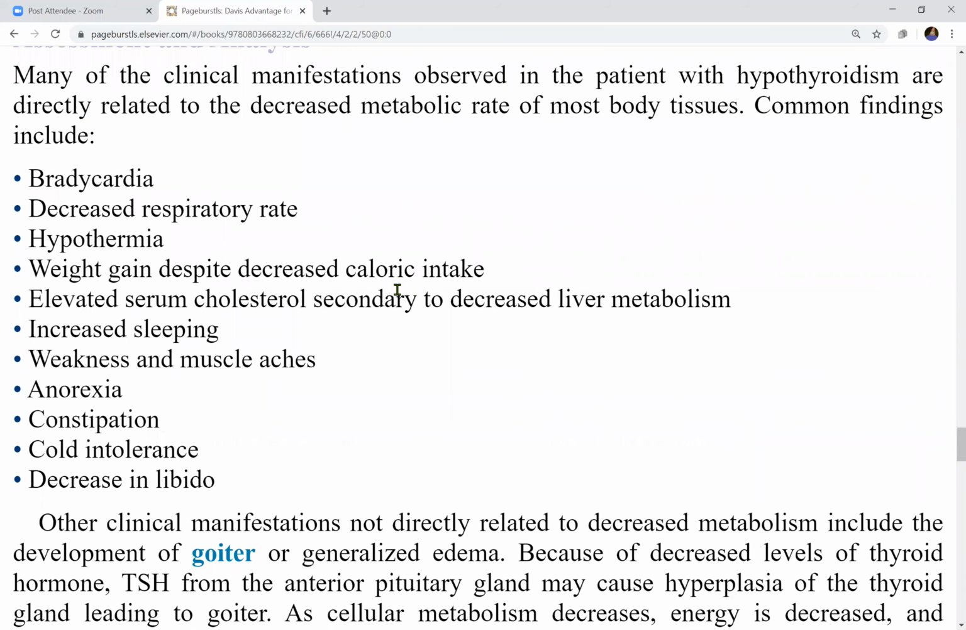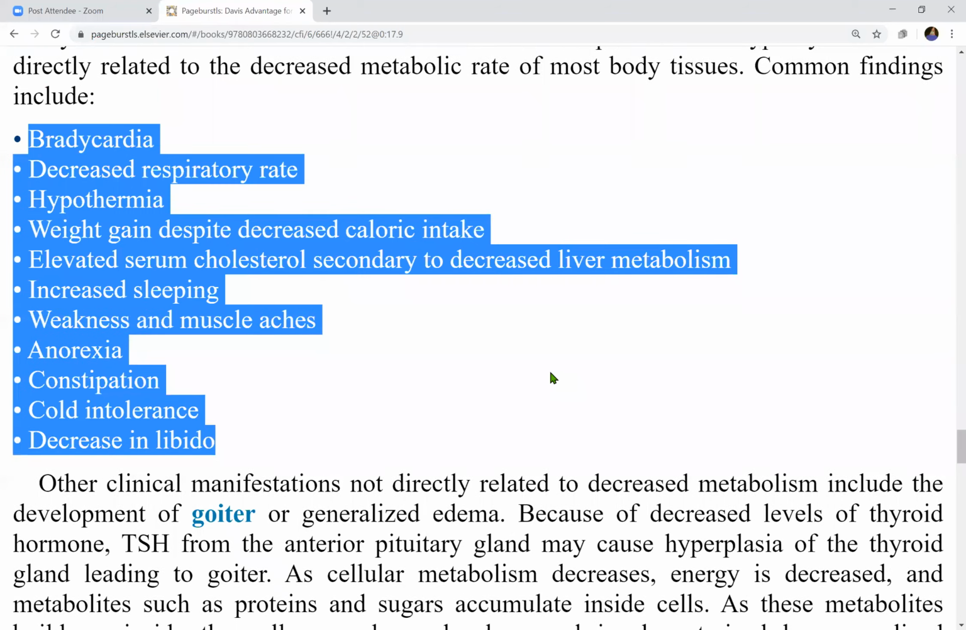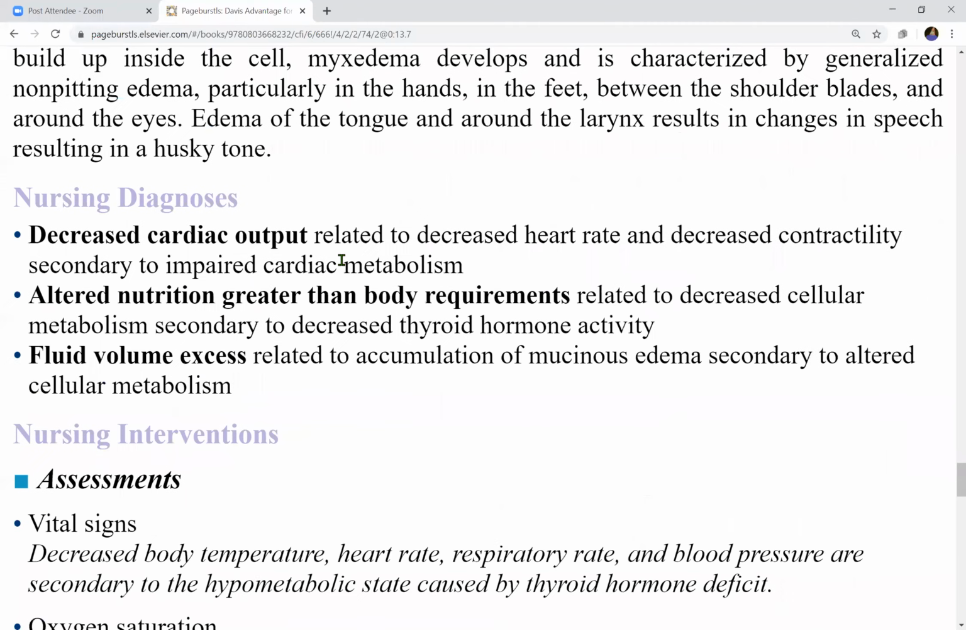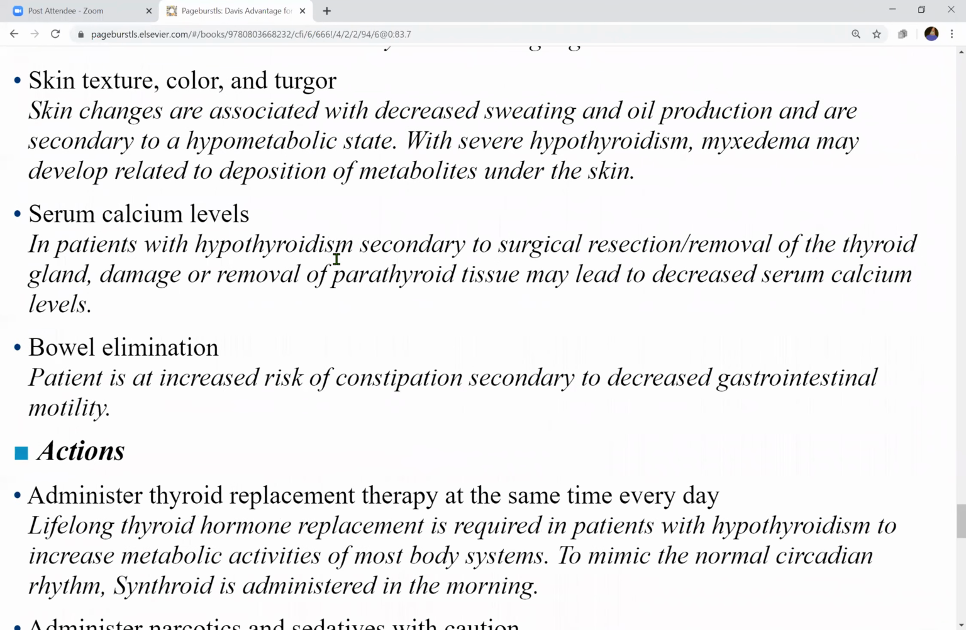So let's summarize. These are your signs and symptoms affecting all the body systems. Then don't forget about the goiter. Again, the goiter here is due to the high levels of TSH, not a hyperactivity of the thyroid gland, because obviously they have the opposite. And I'll let you read the rest.